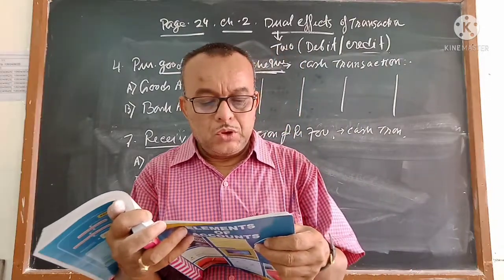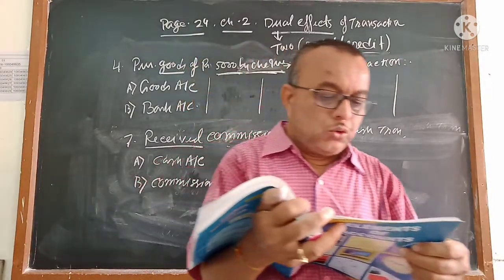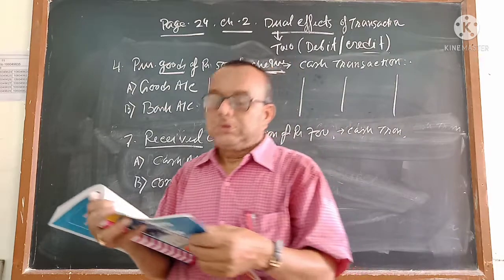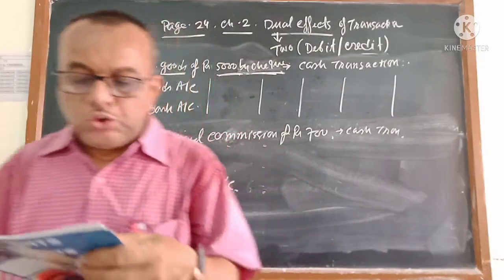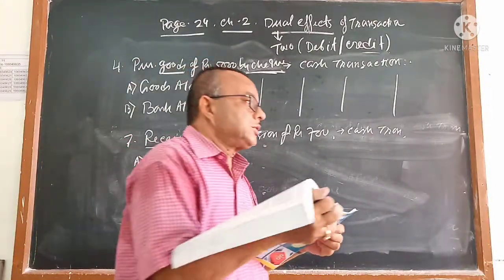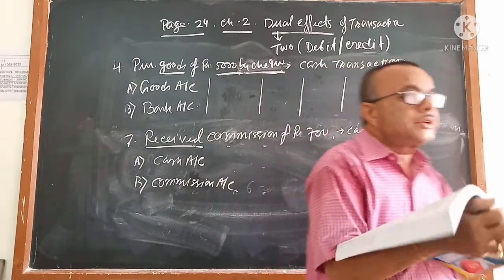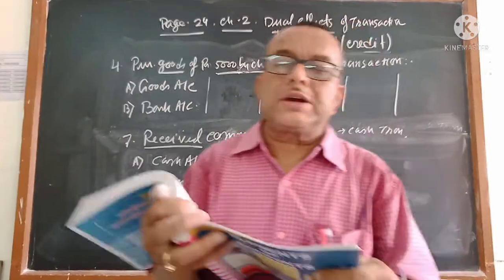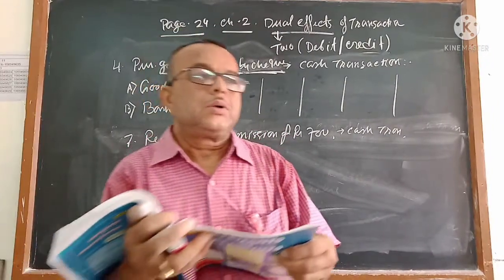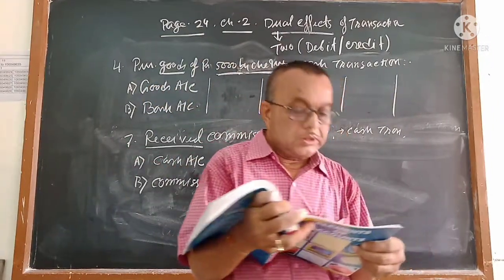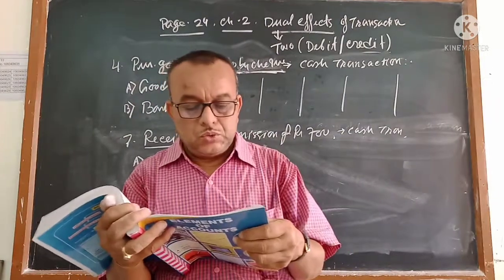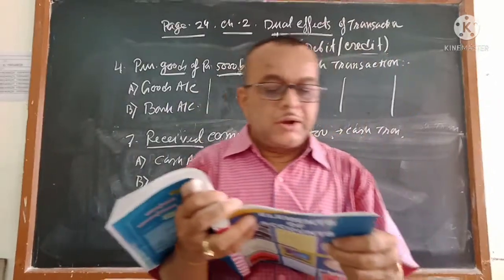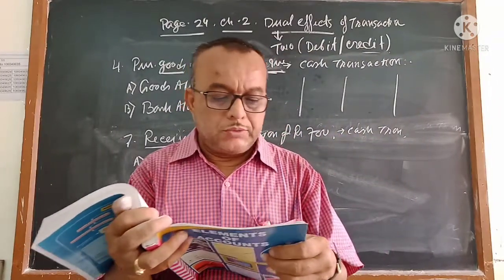Number 3, goods of rupees 9,000 sold to Meena. It is a credit transaction. And if it is a credit transaction, out of these two accounts, the cash account will not come. Which one will come, I told you? The party's name account will come. One is Meena account and the other is goods account.